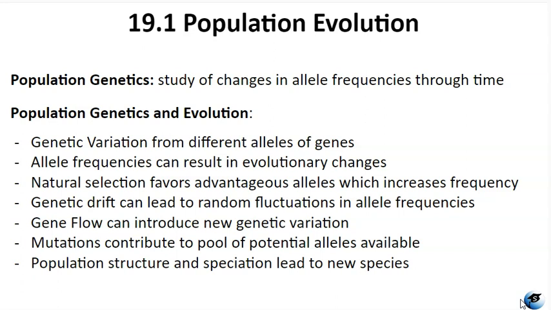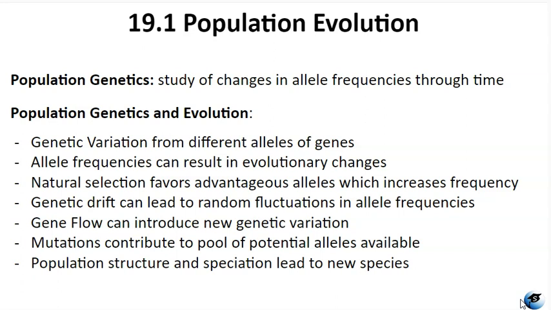Population genetics also investigates genetic drift, which is a random process that can cause allele frequencies to change, especially in small populations. Genetic drift can lead to random fluctuations in allele frequencies and is more pronounced in smaller populations. Over time, genetic drift can result in evolutionary changes.